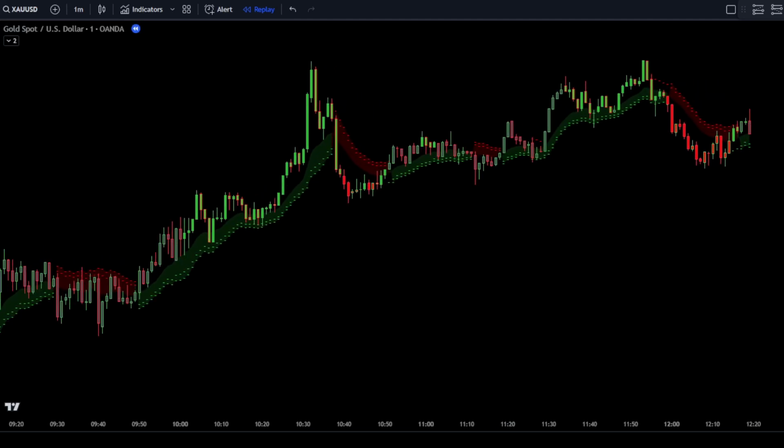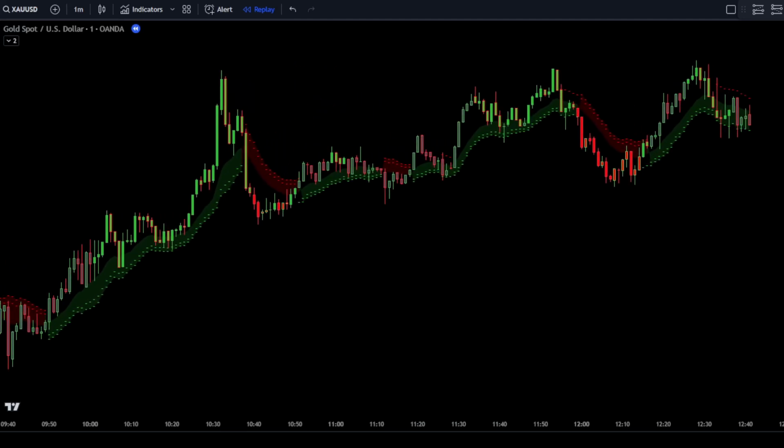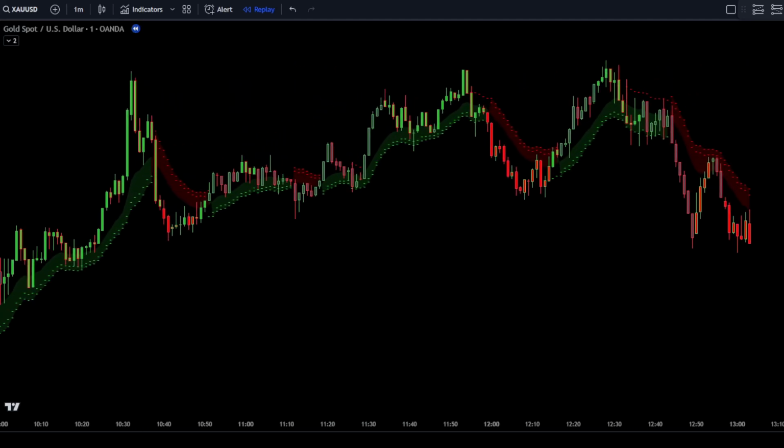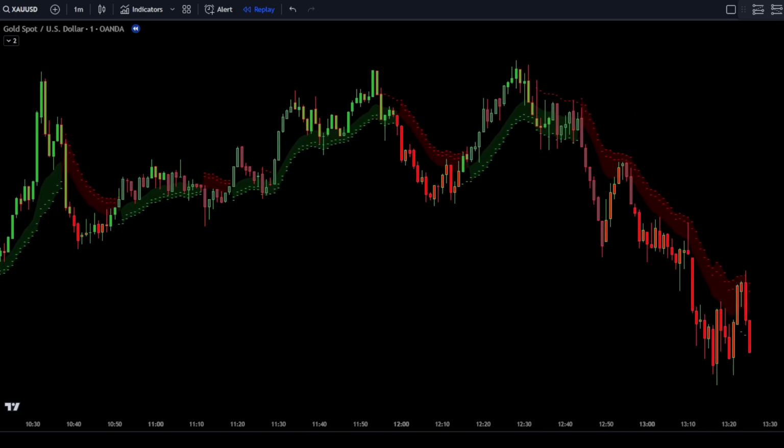We have already conducted a backtest on this trading strategy using the 1-minute scalping method. And here is the series of backtests we have performed.